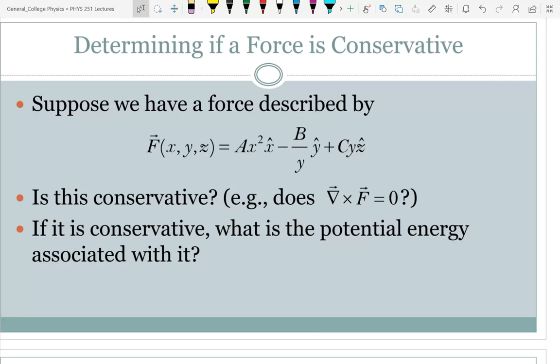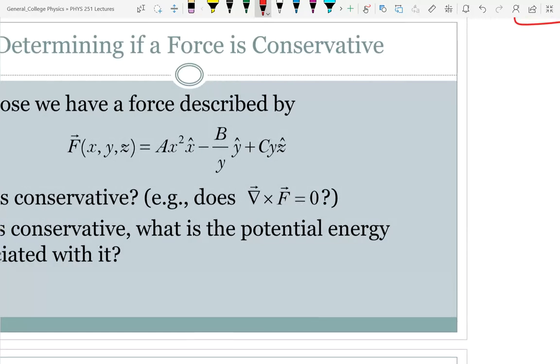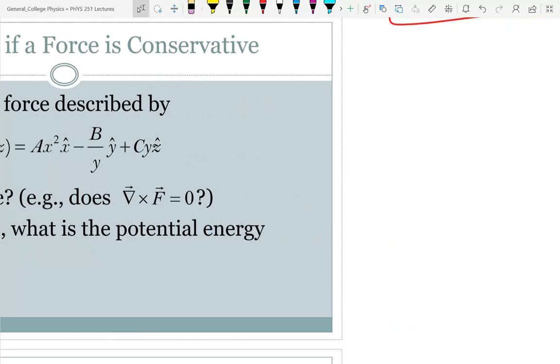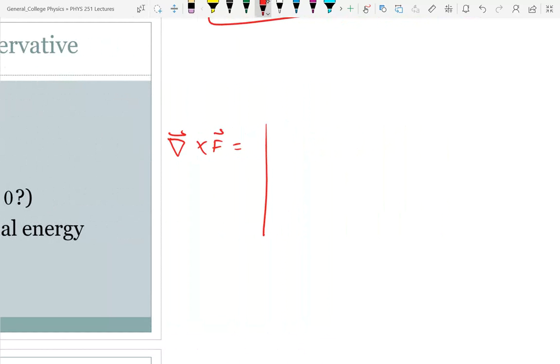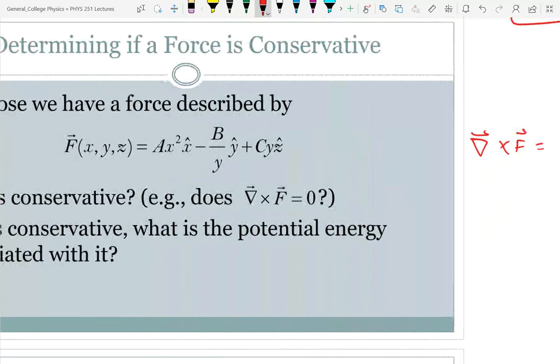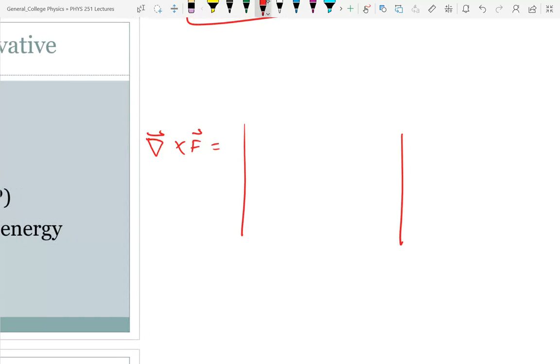So we check to see if it's conservative with this curl. If the curl is 0, then it's conservative. So we went over this last class period. We will do it again right here. A cross product we find by taking the determinant with our unit vectors. Now notice this is Cartesian coordinates, x, y, and z. So the first row is going to be x hat, y hat, z hat.